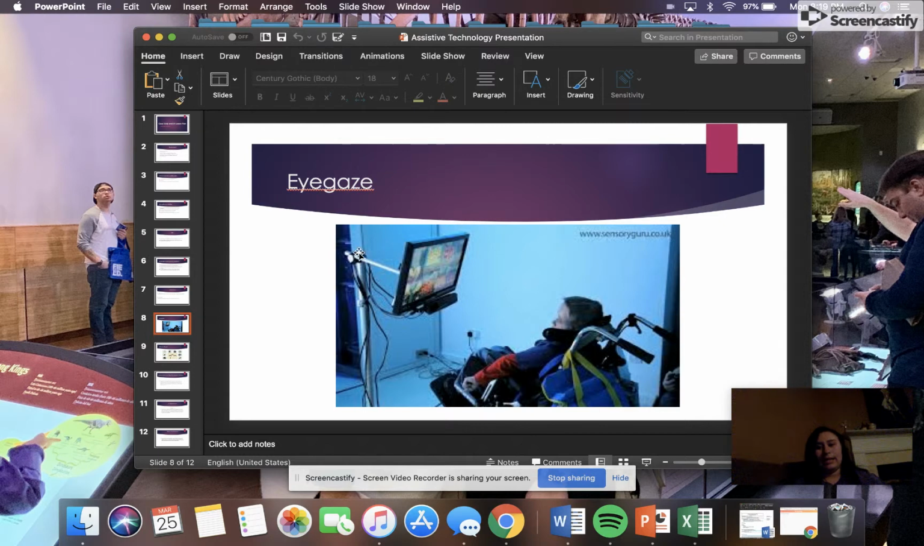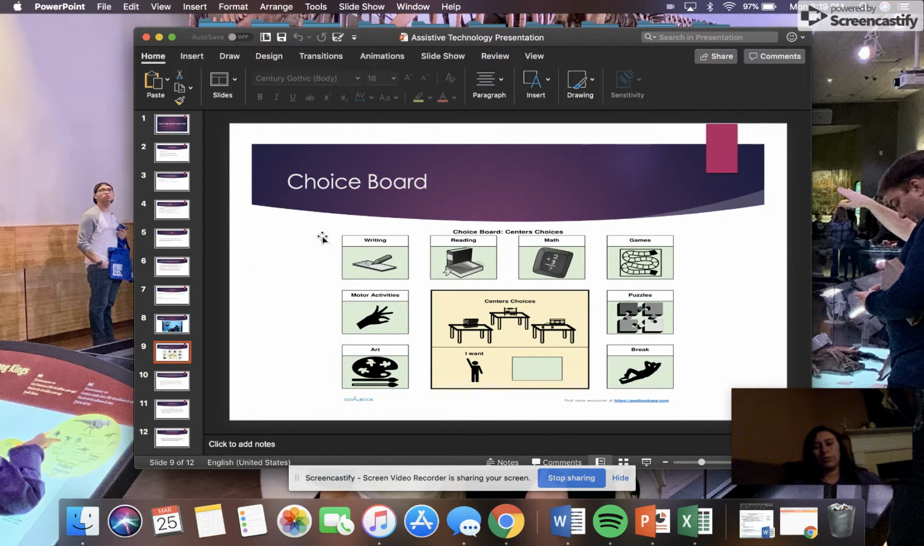So this is the eye gaze picture. And then this is a choice board. Like I said, for the choice board, you can print them out, and lay them on a desk and the child can physically see them versus the child looking at them through a screen.